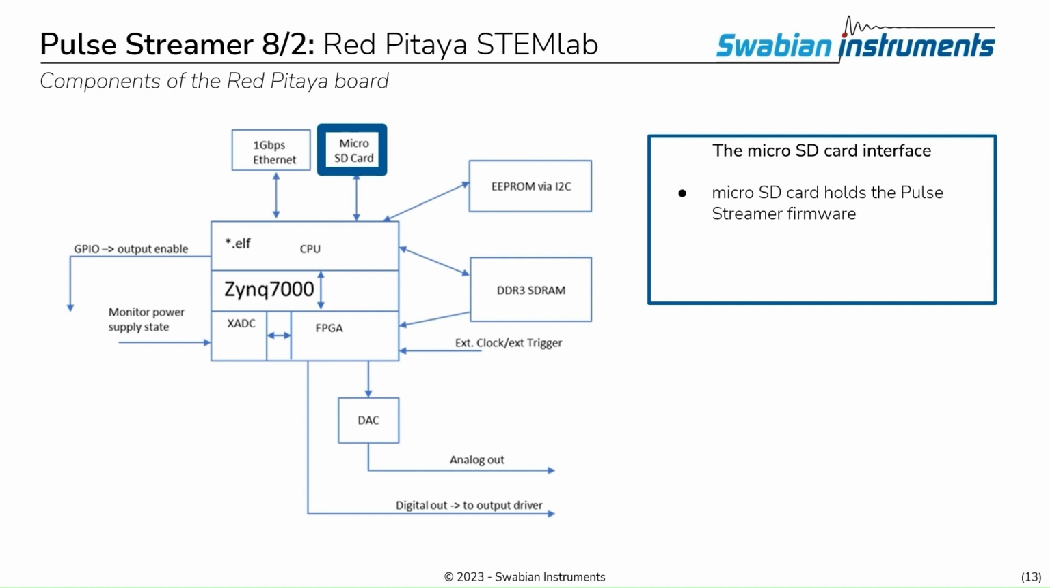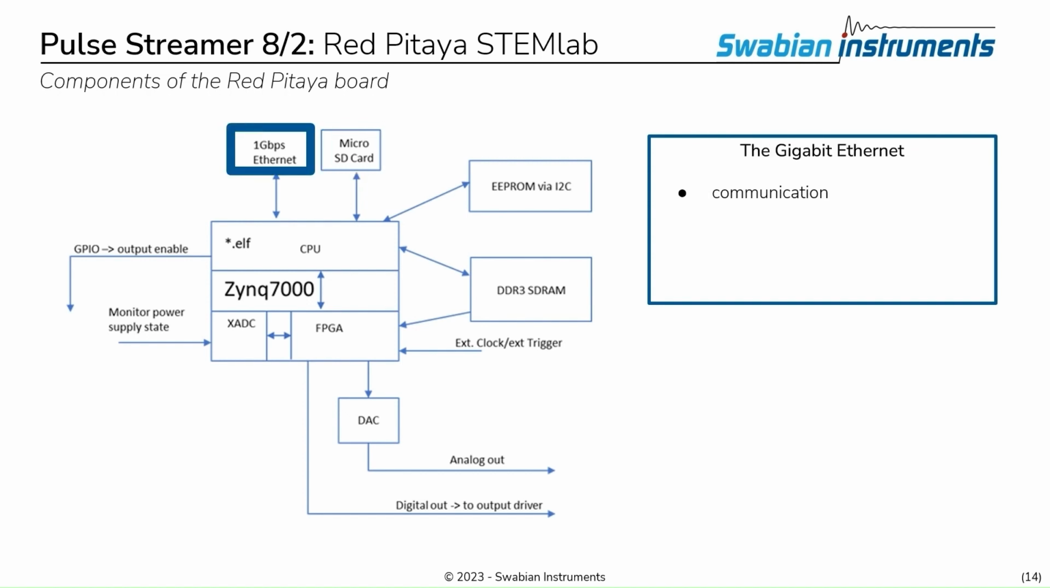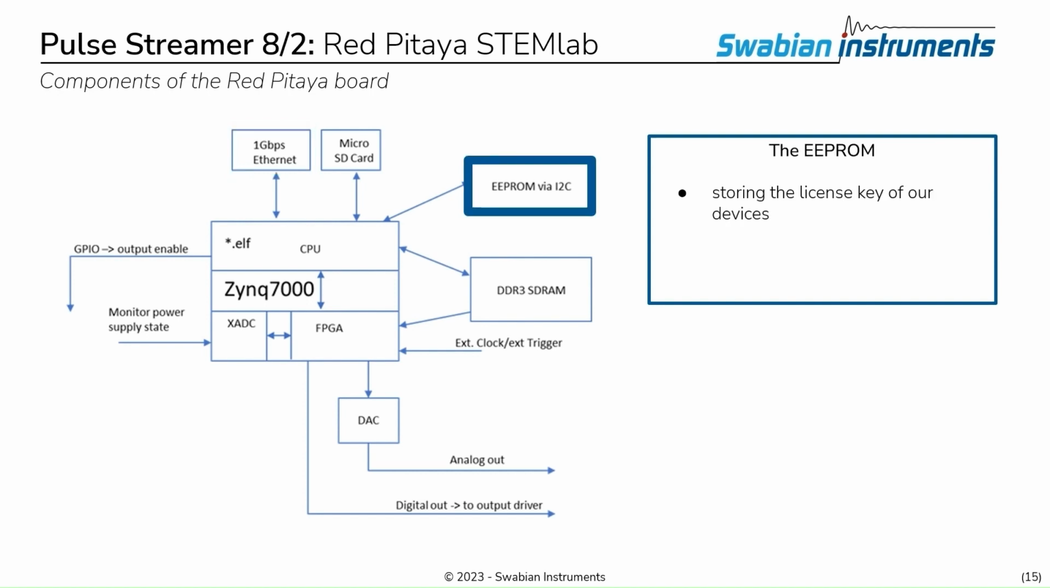Second, we use the micro SD card interface. The SD card holds the complete firmware and user configuration data. For communication, as mentioned, we use the Gigabit Ethernet interface. Furthermore, the EEPROM connected via I2C is in use for storing the license key of our devices. The license is checked via RSA encryption at boot time.